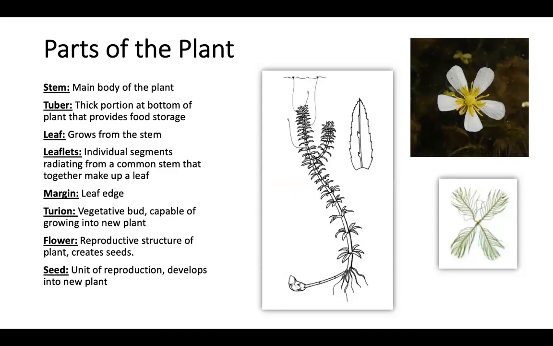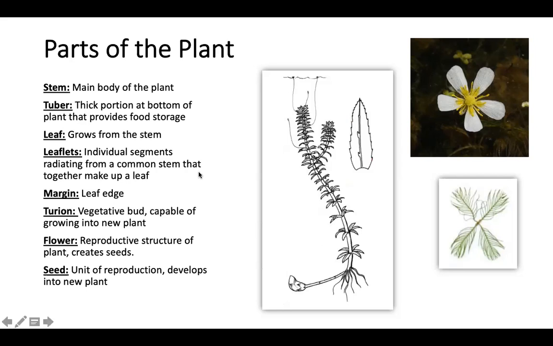Leaves, they grow off the stem. They're kind of the vegetative part. Leaflets, so these are individual segments that radiate from a common stem, and all together they make up a leaf. That sounds kind of confusing, but the image to the right on the bottom shows leaflets. So one of those individual leaves is actually a leaflet.